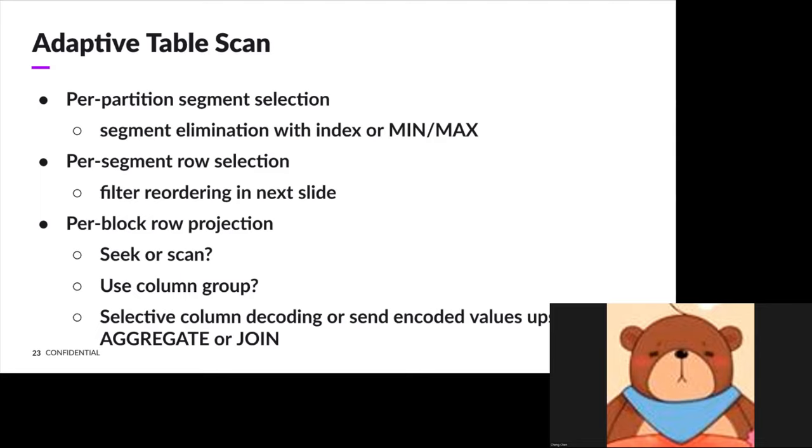Then we do load projection for each block. A block is a batch of loads for query processing in a segment. The default size of a batch is 4K loads. We adaptively make decisions on whether to use SKI-6 or scan, whether to use a column group, whether to selectively decode the column or just send the encoded value to the next operation. Any questions?